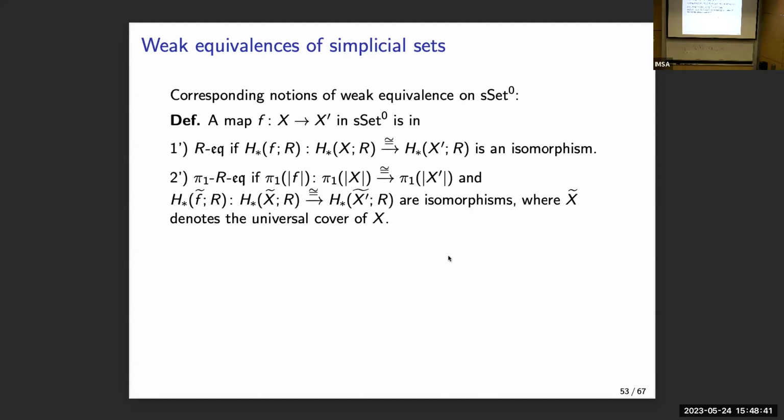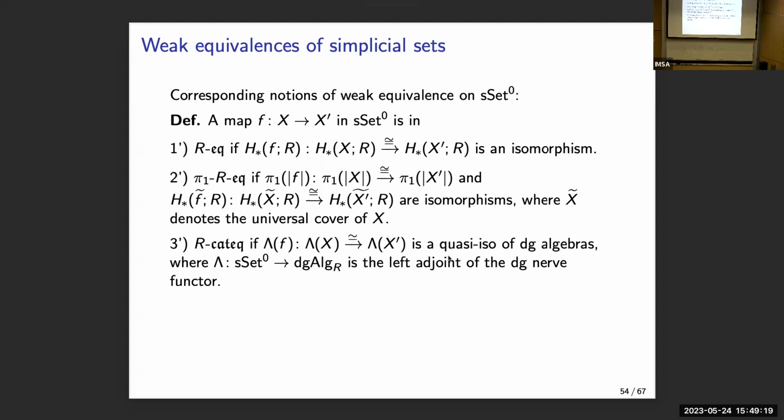I'm working with reduced objects, so there's a canonical base point for the fundamental group and to construct the universal cover. So these constructions are functorial: the fundamental group and the universal cover. This category. So that's the second notion of weak equivalence. Exercise: if R is the ring of integers, this is the same as weak homotopy equivalence. See that? Use Whitehead's theorem on the universal covers. Right?